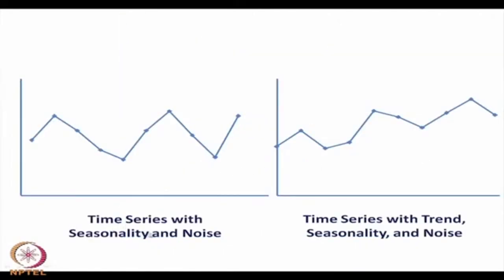Then we have time series with seasonality and noise. Whenever there is a seasonality, you will see that there is a regularity in the fluctuation. It has got almost a constant amplitude, and the periodicity is constant. Now, in this case, the average is there, there is a seasonality around the average, and there is certain random noise. Whereas, here we have an average and a long term trend, and on that there is a regular seasonal pattern, and of course, there is certain amount of noise around it, and there can be different other variations of these components.